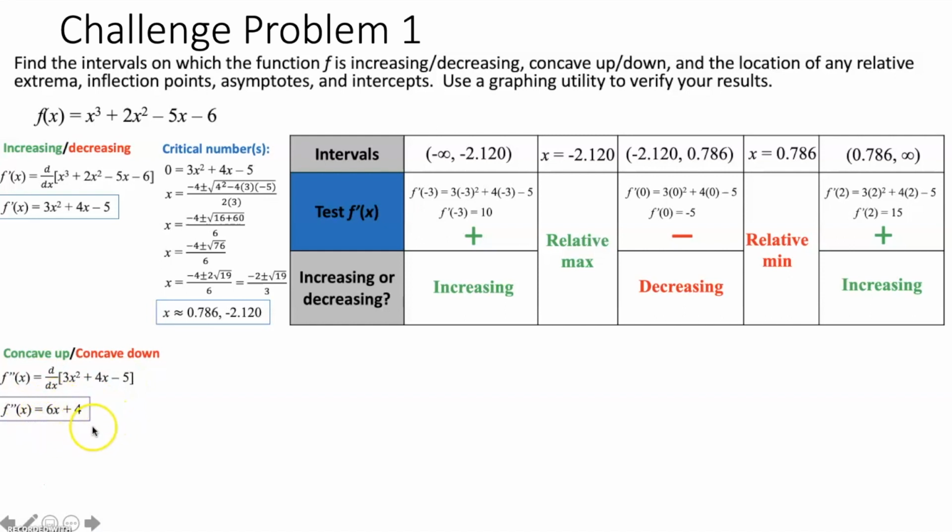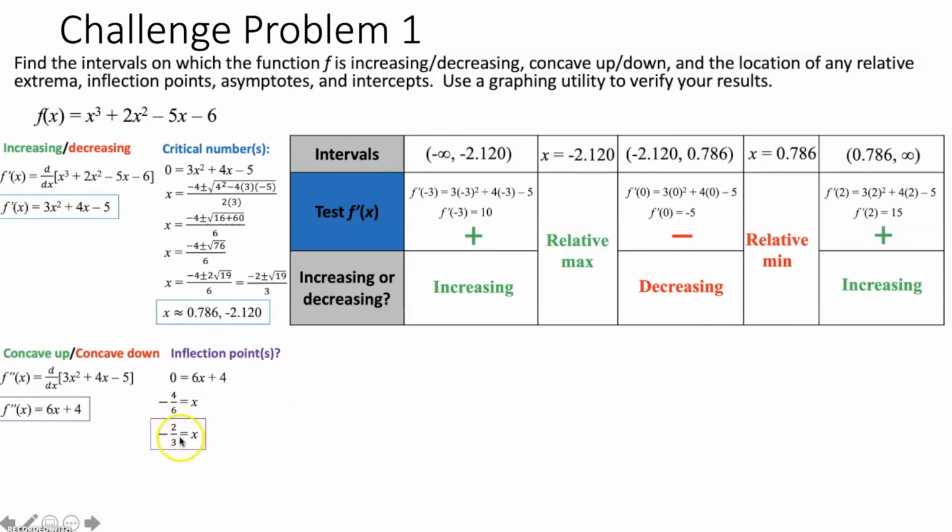Now that we have our second derivative, we can find our possible points of inflection. Remember, those occur wherever the second derivative either equals 0 or does not exist. So, are there any x values that would cause this to not exist? No. So we just have to set it equal to 0 and solve for x. So let's subtract 4 from both sides, divide both sides by 6, and then simplify. We get a possible inflection point at x equals negative 2 over 3.